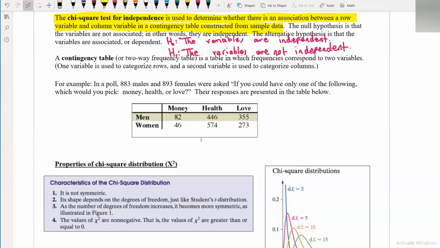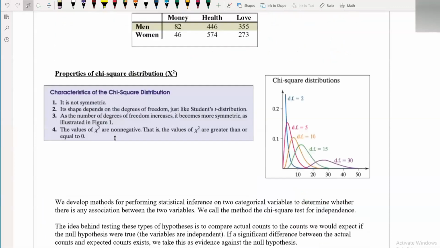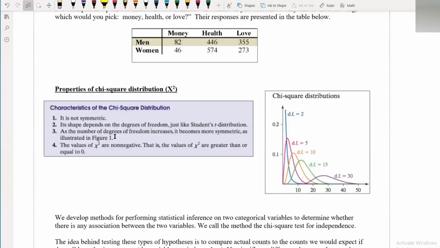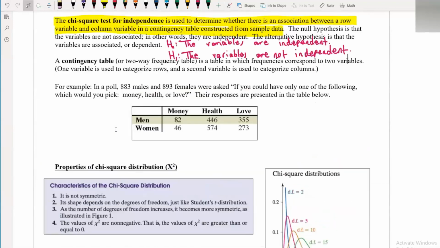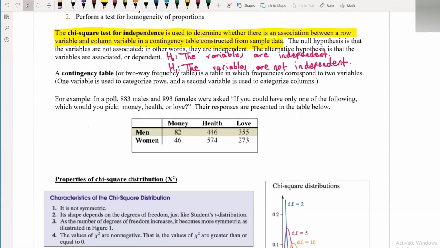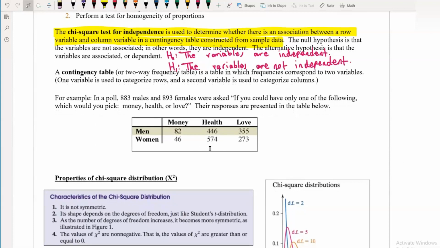Now on this part, what is given here, we have this table. We're going to have this one again on the second page. Example number 1. The sample size for male is 883, so this is the total for males, and the total for female is 893. They were asked, if you could have only one of the following, which would you pick? We have 3 columns, money, health, and love, and these are the responses.